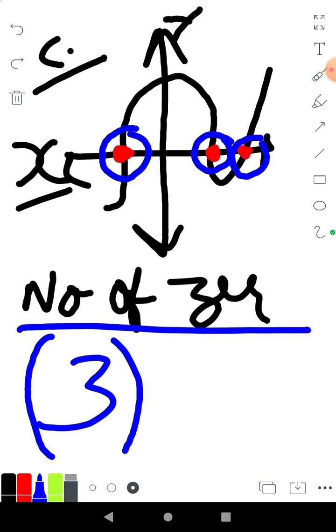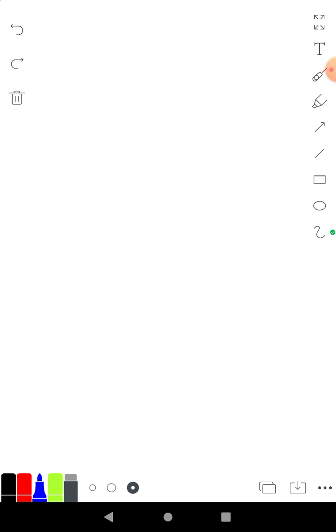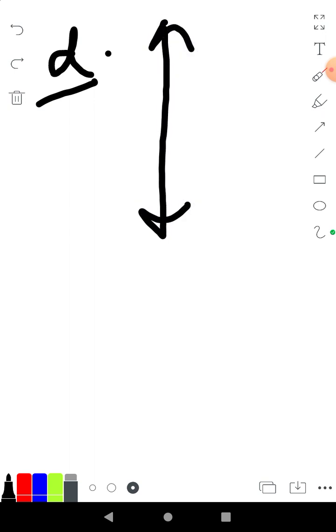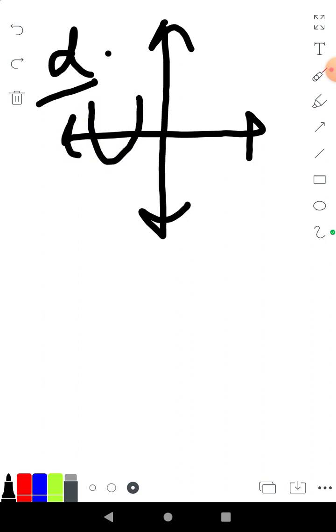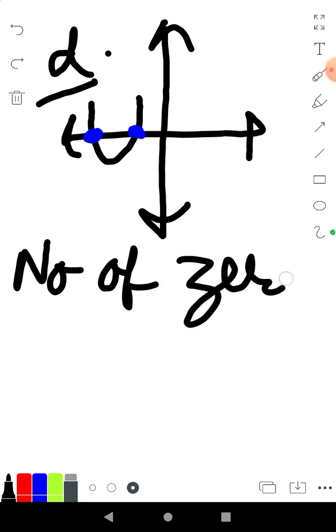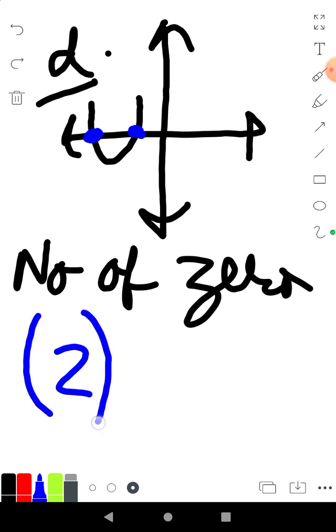Now let's do the fourth part of this question. So the D part or the fourth part is, the graph is in the form like this now, and it cuts like this. So now you can see that the number of zeros in this case, here it cuts the x-axis here and here. So we can say that the number of zeros over here is 2. And this is the answer of the question.